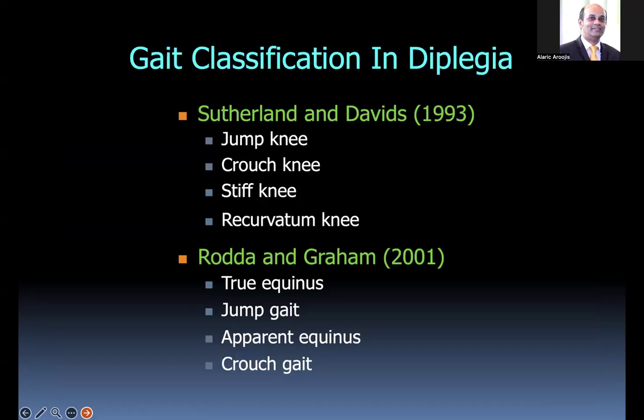So this is a type 4 gait pattern. So these are the 4 gait patterns in hemiplegia. For many years, people tried to classify diplegia on similar lines as well.